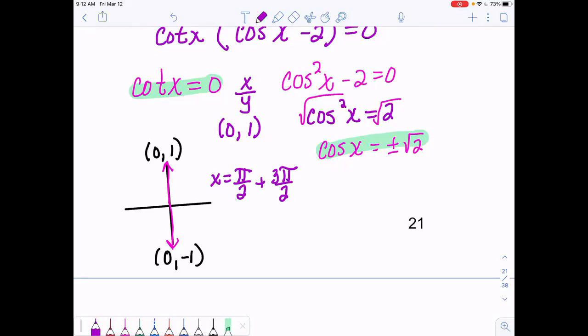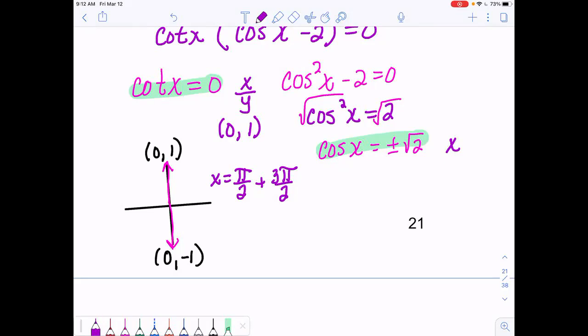So 2 of my answers are pi over 2 and 3 pi over 2. Now let's talk about cosine. Remember, cosine is x on the unit circle. We have cosine being equal to positive or negative root 2. When is x equal to positive root 2 or negative root 2 on the unit circle? Is it? No. It's the square root of 2 over 2, but not just the square root of 2.